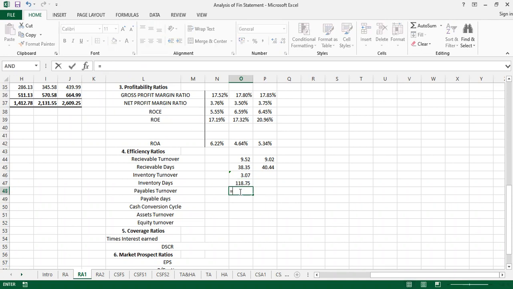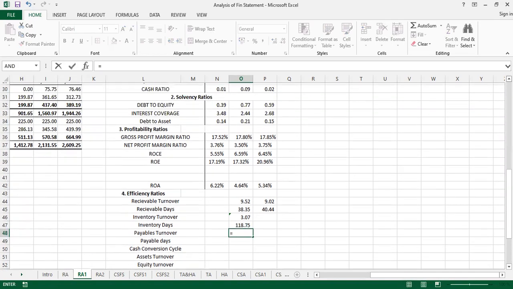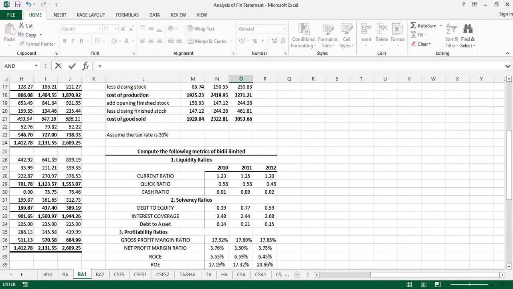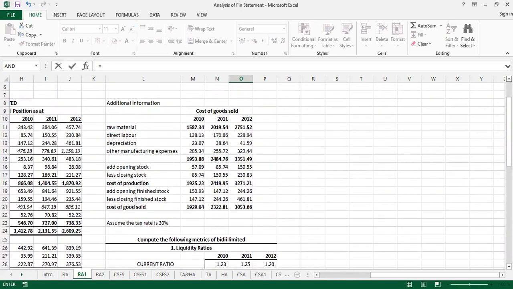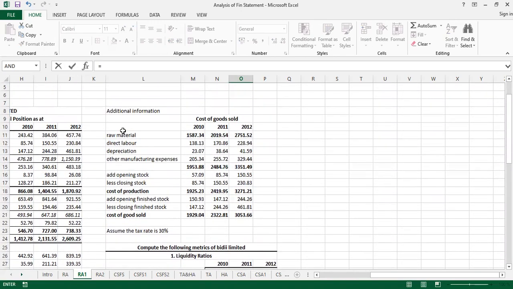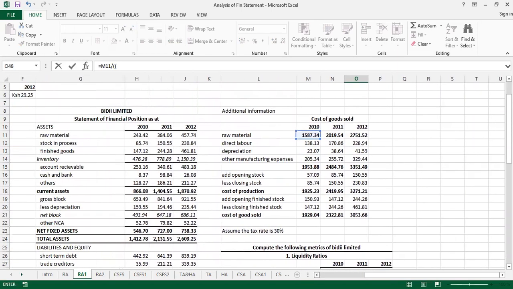So we go to our accounts payable. So accounts payable are associated with purchases. So you can see the breakdown of cost of goods sold. The raw materials are the only purchases, isn't it? So I'll take this one, divide by the average, isn't it? The average of accounts payable. I'll do 2 brackets to open first, then I'll come.